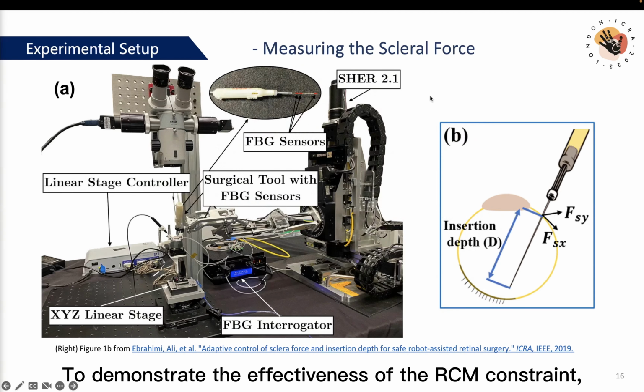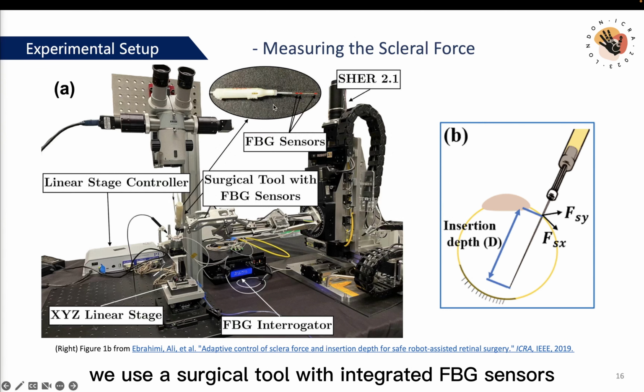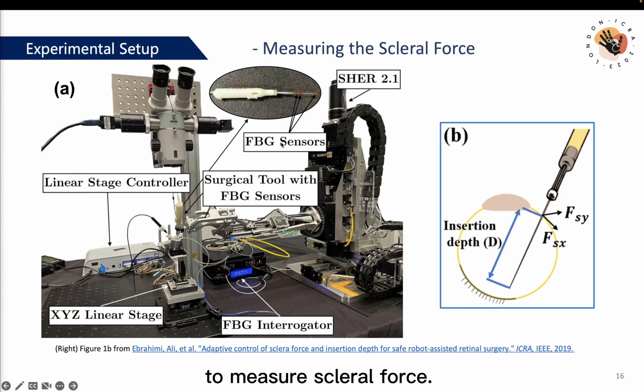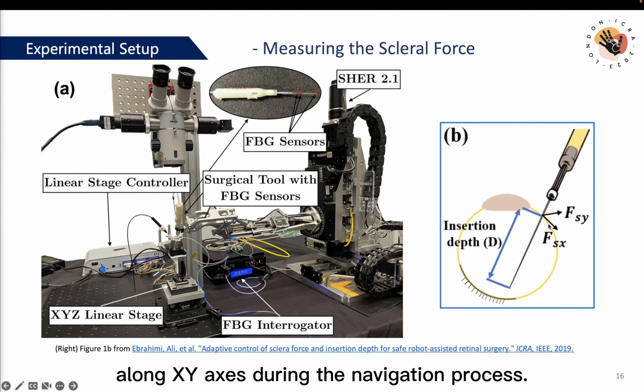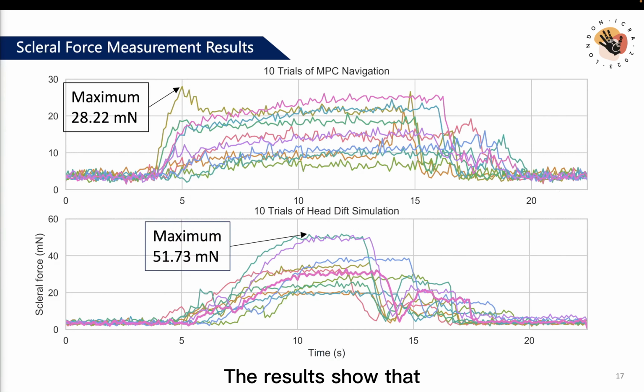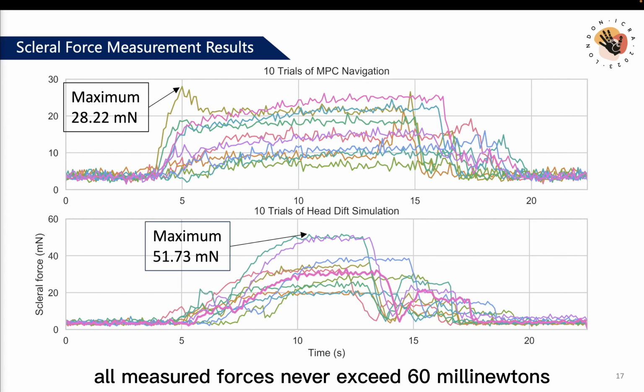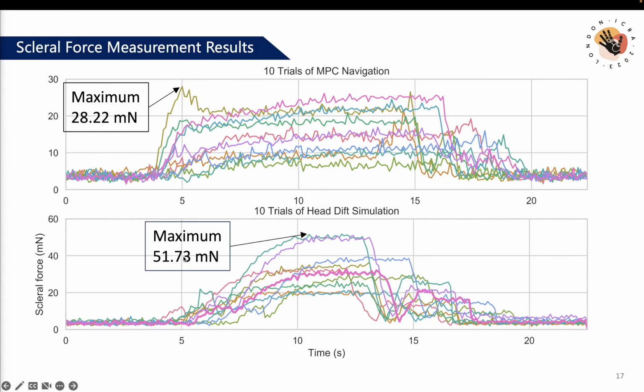To demonstrate the effectiveness of the RCM constraint, we use a surgical tool with integrated FBG sensors to measure the scleral force. As shown on the right, this tool can measure force along the XY axis during the navigation process. The results show that all measured forces never exceed 60 millinewtons for all experiments.